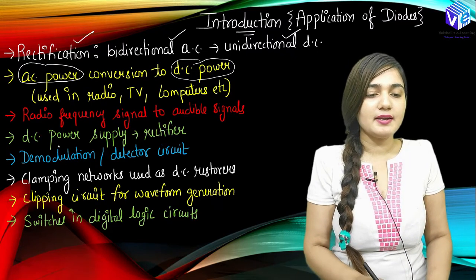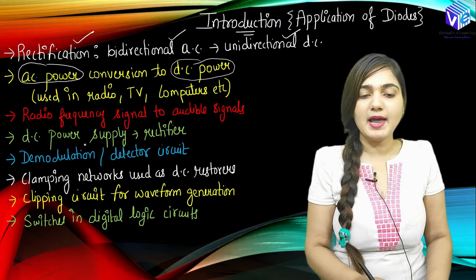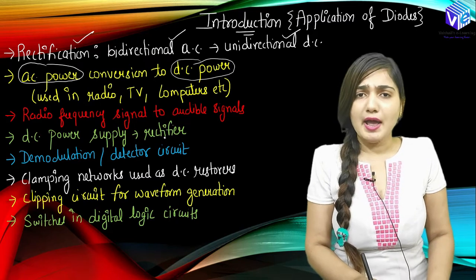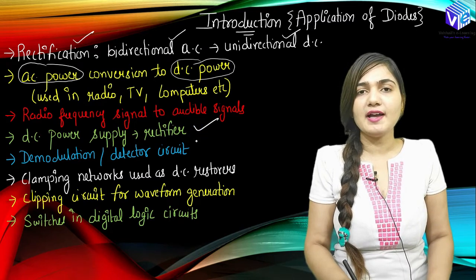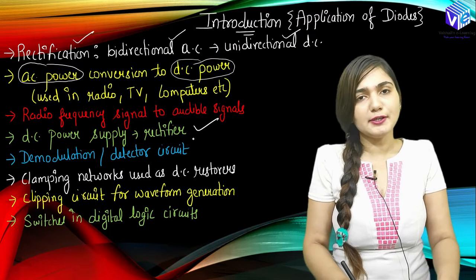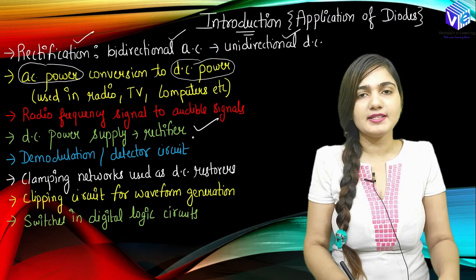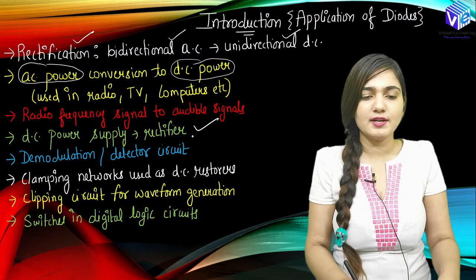After that, we can make the DC power supply with the help of the rectifier. I have already talked about the purpose of the rectifier. It is used to convert the AC into DC. So to convert the AC power into DC power, I can easily use the rectifiers.